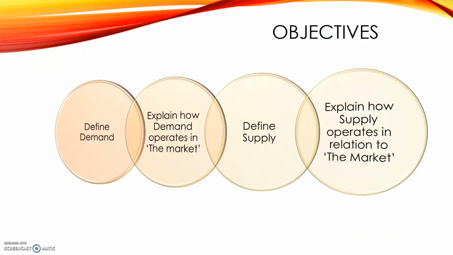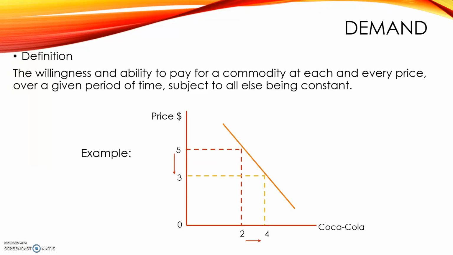By the end of this class, we should be able to define demand, explain how demand operates, define supply, and explain how supply operates, both in relation to the market. Demand. A simple definition: the willingness and ability to pay for a commodity at each and every price over a given period of time, subject to all else being constant.